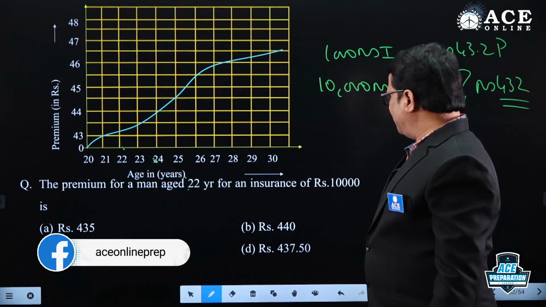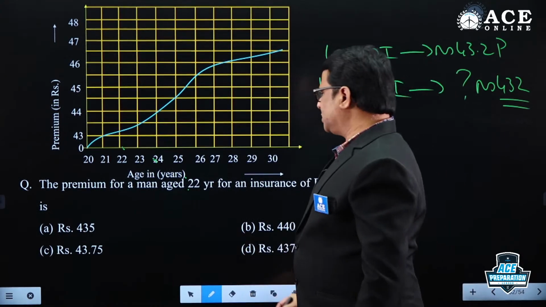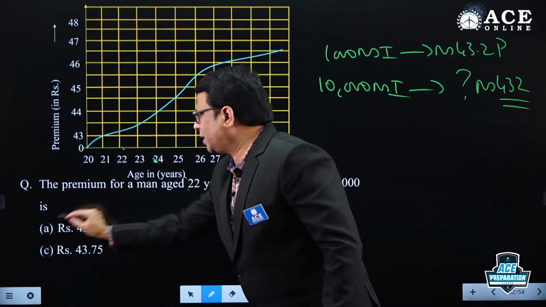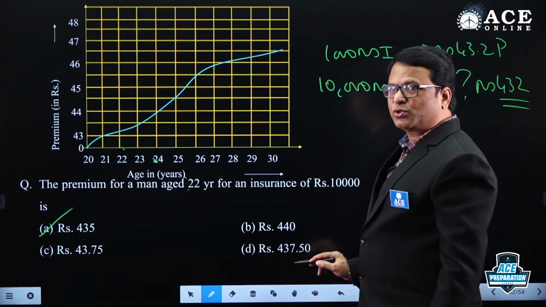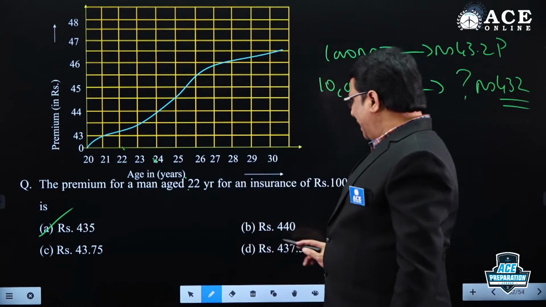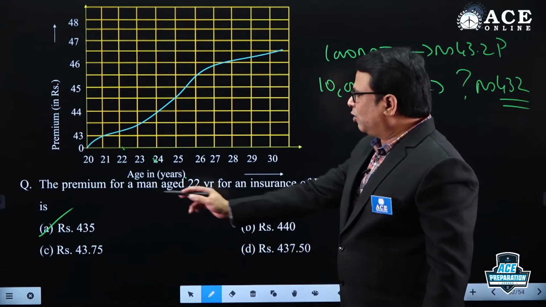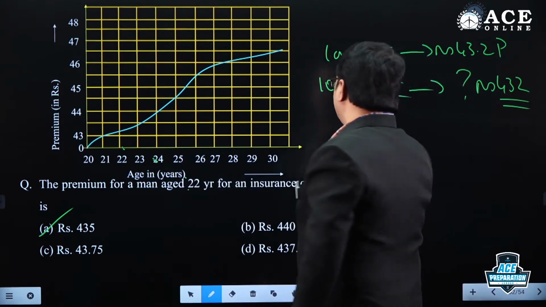The answer which is close to 432 is 435. So I go for 435. I cannot take 437 because 437 is not close to 432. 435 is close to 432 rather than 437. So I go for the answer as A. Okay? Right. The next question.